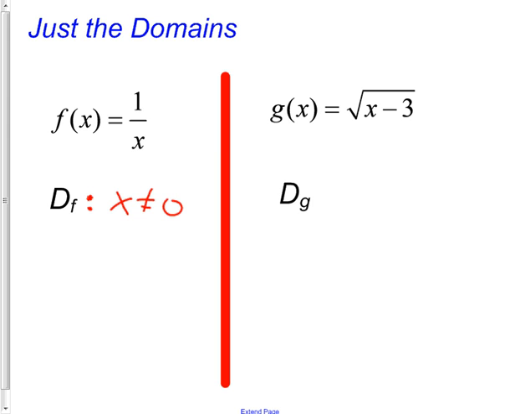You take square roots and you say x minus 3 should be greater than or equal to 0. And then you say add 3 to both sides like that. So d of g would be x is greater than or equal to 3. Raise your hand if you had those right.